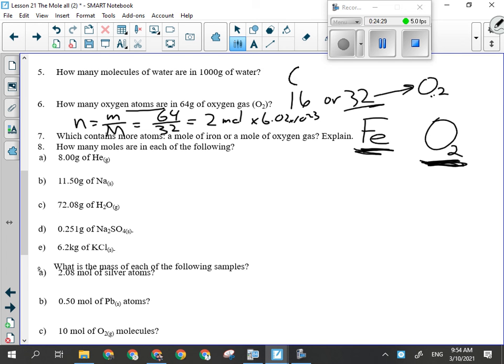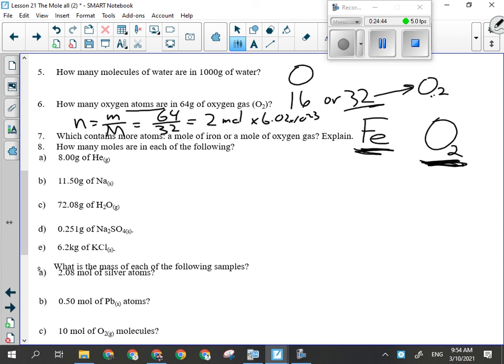If I do this and I use 16, I'll get the right answer right off the bat because I'll be using the mass of oxygen atoms. Okay? And it'll end up being different. Everybody follow me there? Okay? It's a strange question.